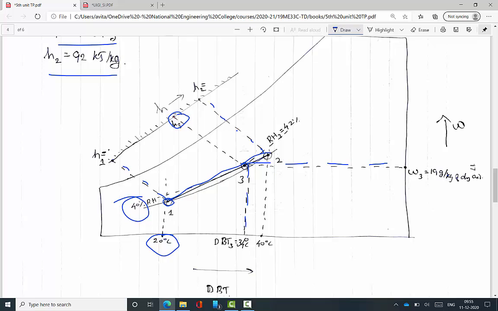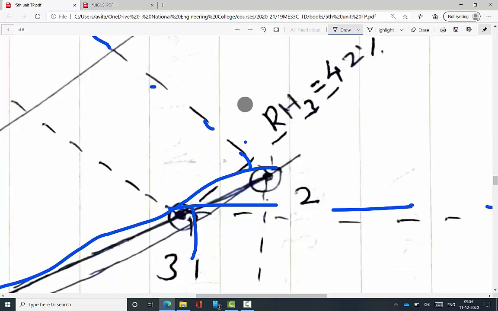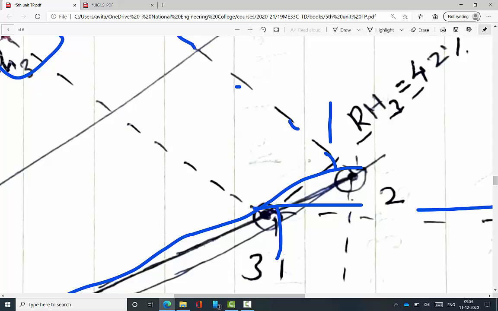The line below is 40% relative humidity, but that point is slightly higher than the curve. Assume that this line is the 40% relative humidity line, but the intersection point is slightly above that line. This point has a different relative humidity, therefore I can assume that relative humidity is 42%.